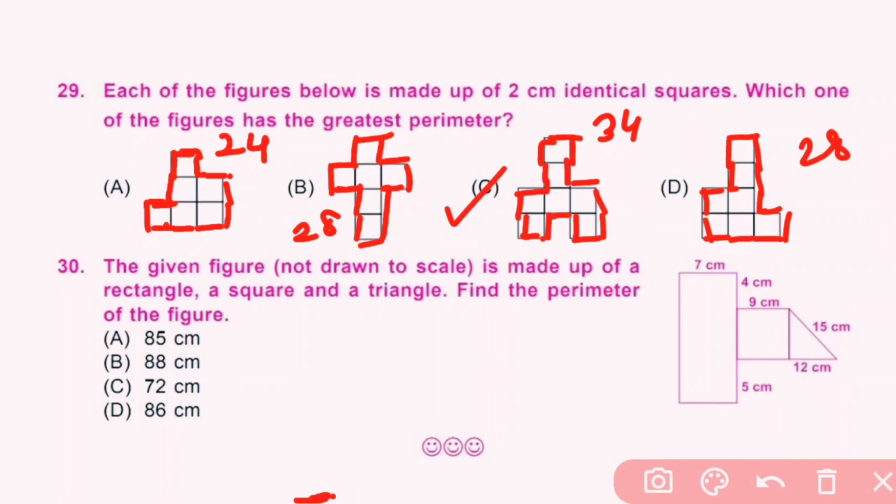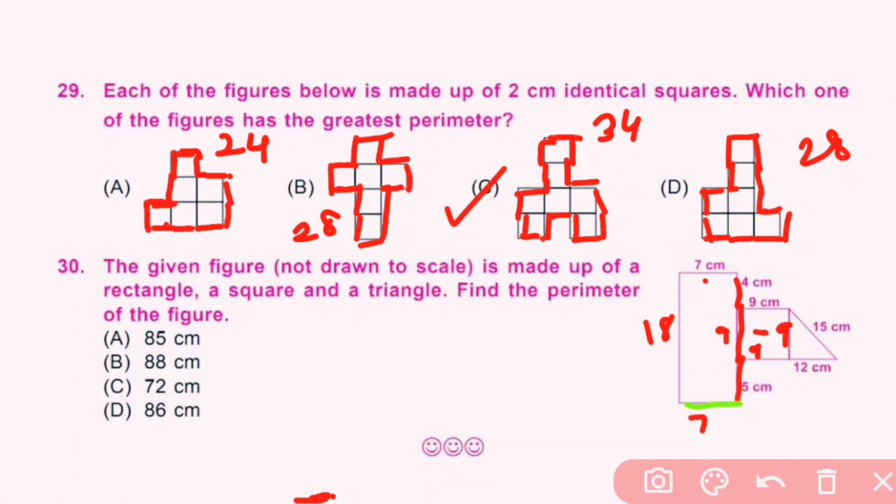Question number 30. The given figure is made up of the rectangle, square and triangle. Find the perimeter of the figure. Now this middle is square, so all sides are equal. So this side also 9 centimeter, this also 9 and this also 9. And this whole 4 plus 9, 13 plus 5, 18. So this side is equal to this side. So this side is 7. So here also 7. Now we find out the perimeter.